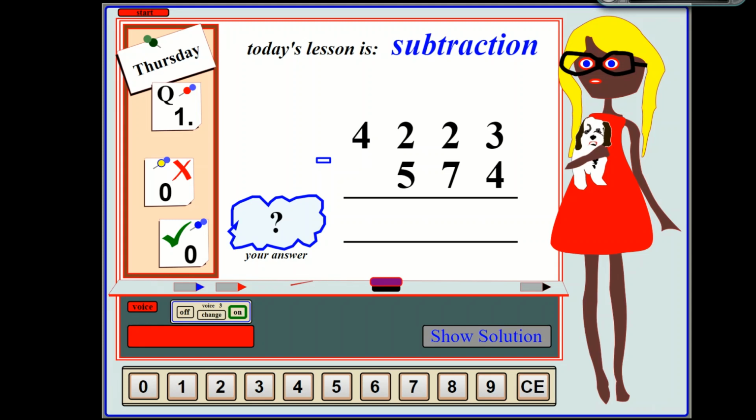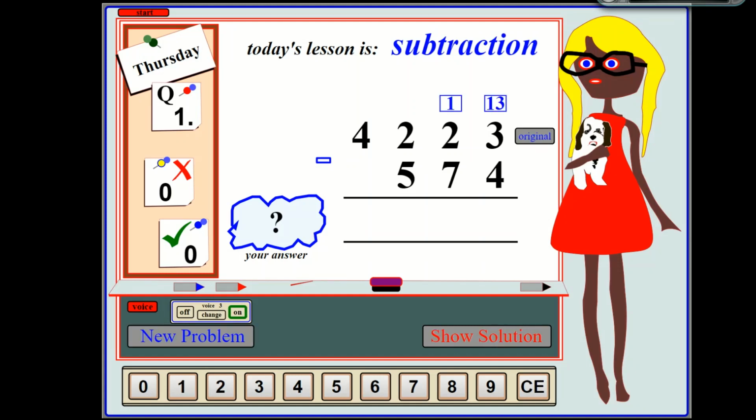When calculating the answer to a subtraction problem, the top number must be larger than the second one. In each step of the solution, the top digit must be larger than the one under it. If it isn't, we must adjust it before proceeding with our solution.